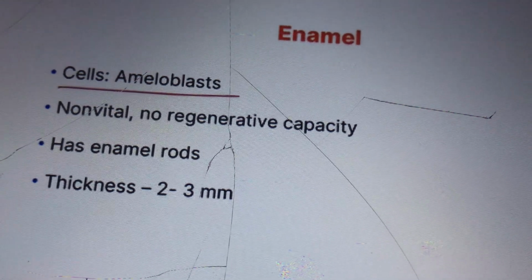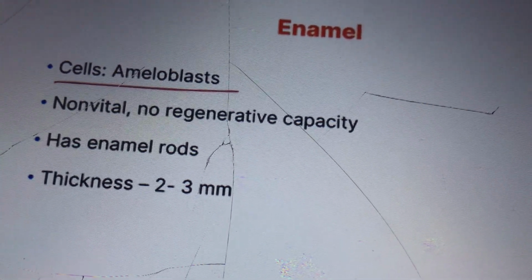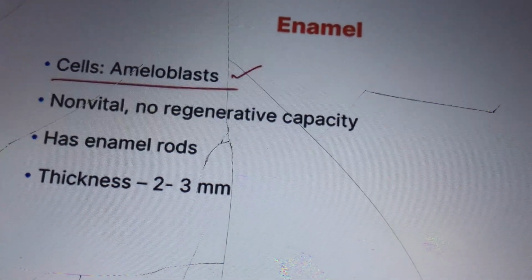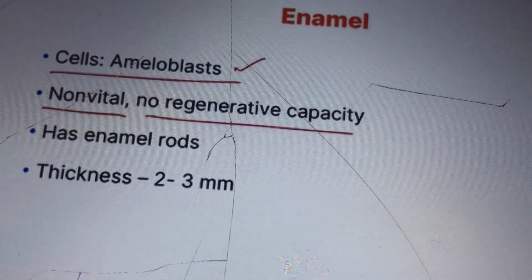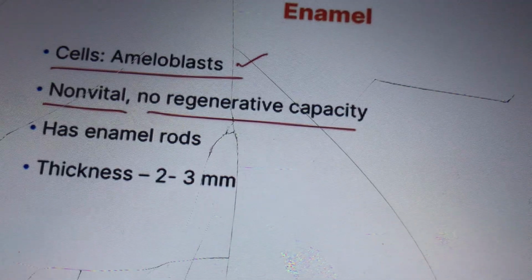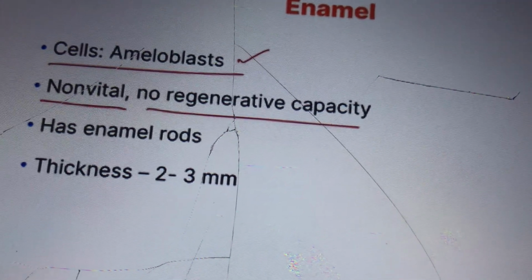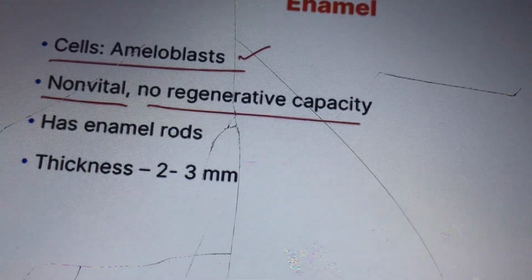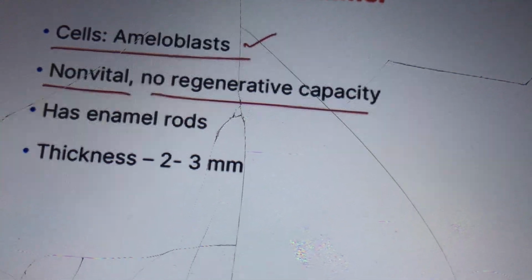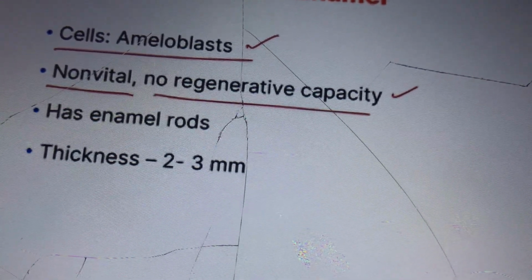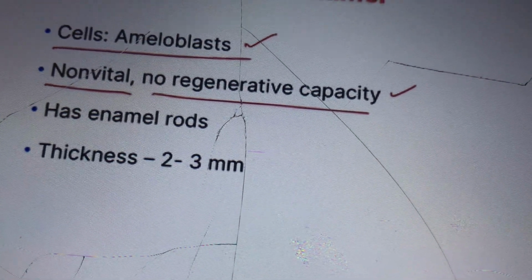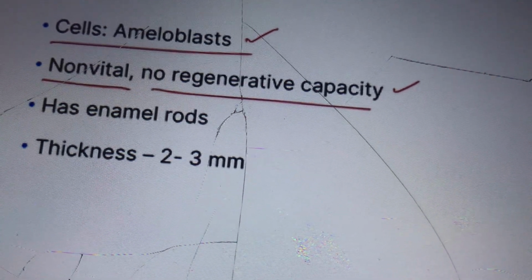Now, what are the cells that contribute to enamel formation? These are your ameloblasts. Now, enamel is non-vital, and it has no regenerative capacity because ameloblasts, after they lay down the enamel, do not survive. So there is no other cell that produces enamel, and that's why enamel has no regenerative capacity. So once it's lost because of any pathological mechanism, it is lost.